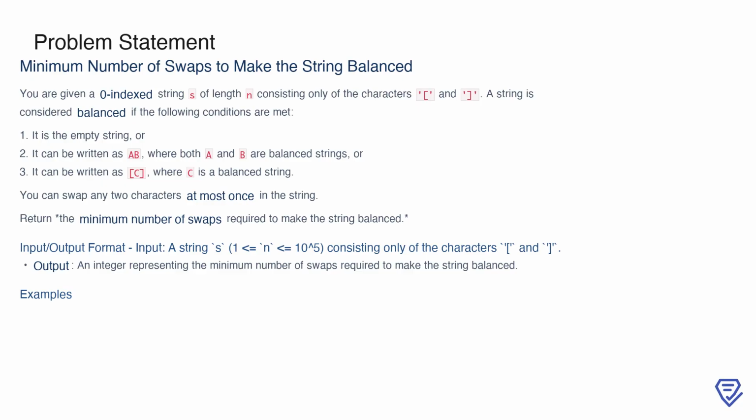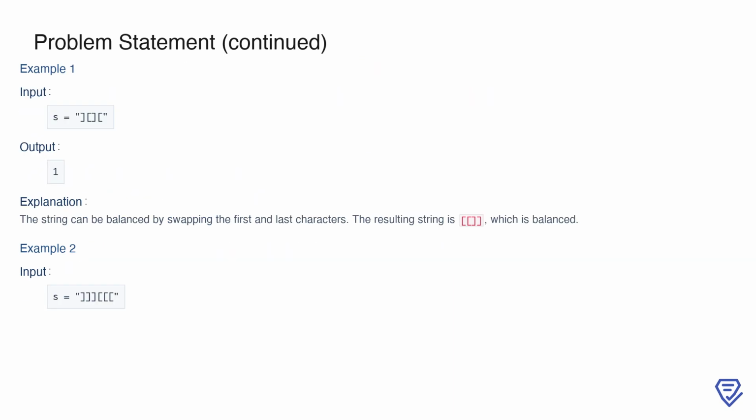Importantly, we are allowed to swap at most one pair of characters in the string at a time, and our goal is to determine the fewest swaps needed to ensure the string becomes balanced. The function will take a string s as input and return an integer representing the minimum number of swaps required to achieve this balance. To better understand this problem, let's explore an example.